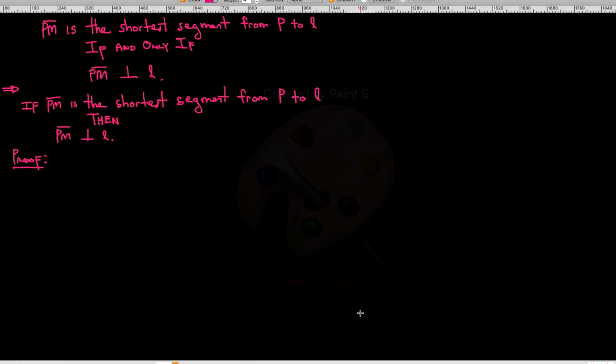Out the shortest segment from a point to a line theorem, and we need to remember that it's an if and only if statement. So that means that we need to go in two directions. We need to go in this direction, and then we need to go in the other direction, which I'll put up here. And let's write out the proof for the one direction.